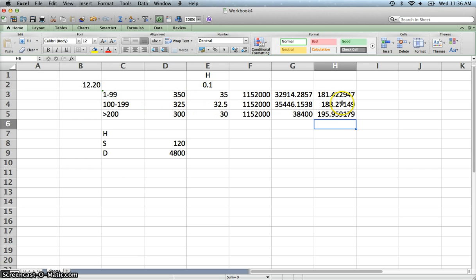So we're looking at this one. Now, based on that one, we wouldn't order 182. Actually, with the reduction in holding costs, we would do 188 in this one. And then based on this one, 195.